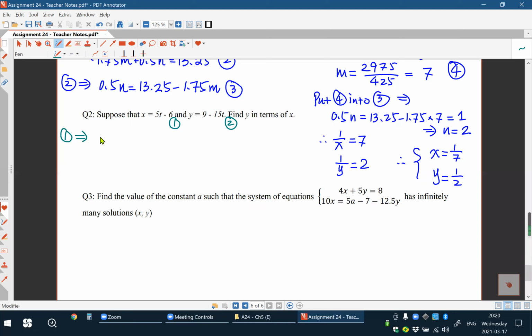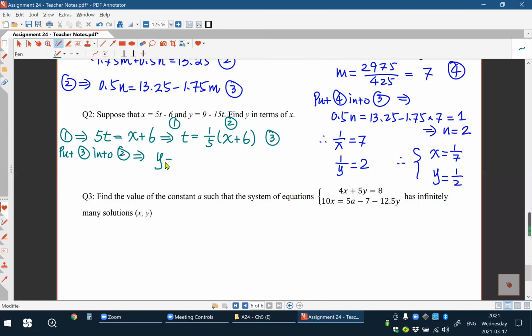From number 1, we can solve 5t equals x plus 6, right? That means t is 1/5 times (x plus 6). Let's call this number 3. Then you can put number 3 into number 2. This will eliminate all the t's, right?